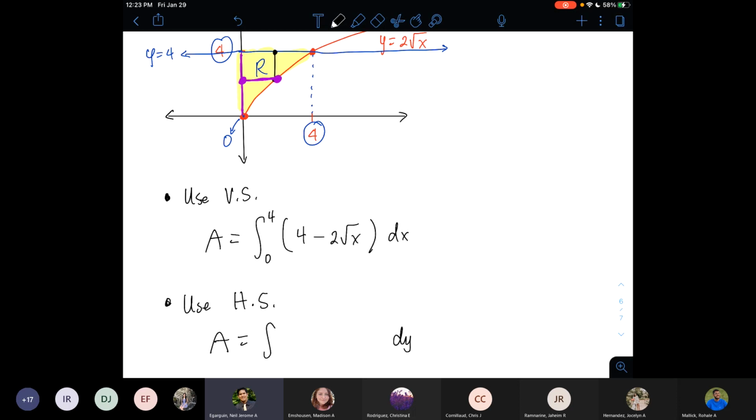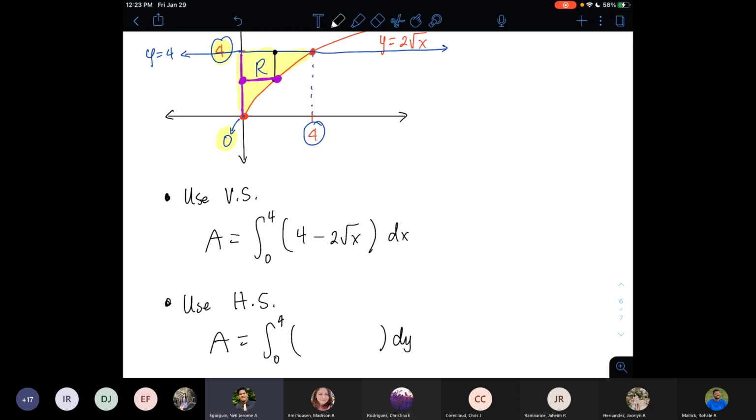So I look for the y values where the regions start and when it ends. It will start when y is equal to 0, and it ends when y is equal to 4. It's just a coincidence that the bounds for x are also the bounds for y. Most of the times they would be different from each other. Okay.